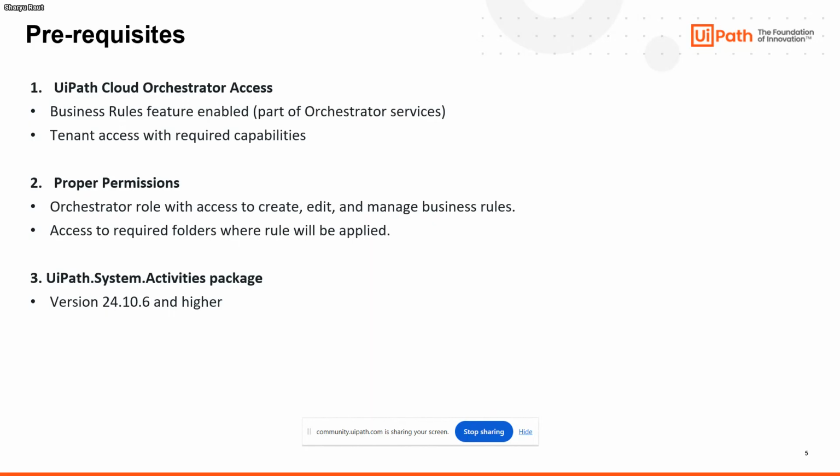We also need UiPath System activities package version 24.10.6 or higher, so that we can use the Evaluate Business Rule activity to integrate this feature with the workflows in which we are going to build the solution. These are all the necessary things. When we look at the examples and demonstrations, we will come across all these points again.